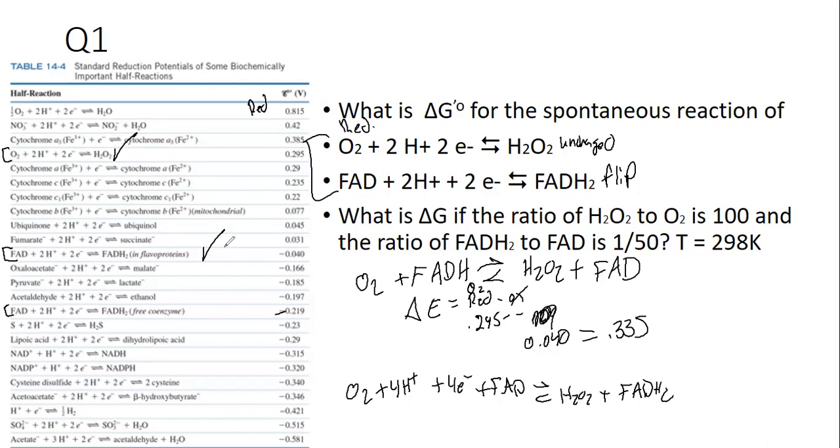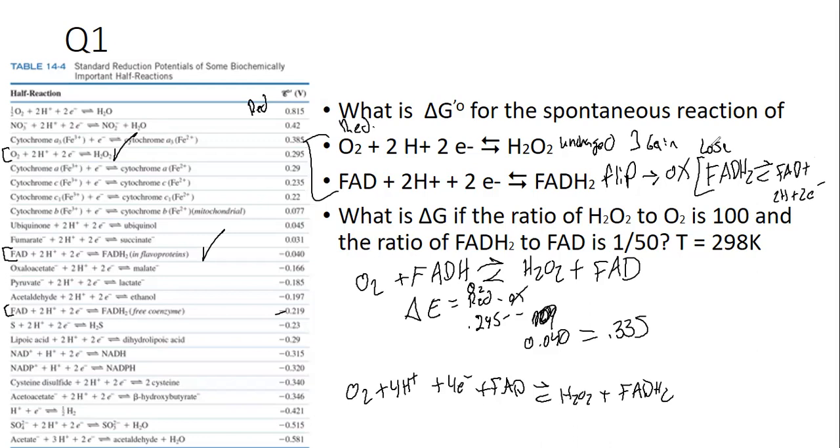And you always flip whatever comes lower on the chart. Because flipping it means that you're oxidized, right? So when I flip an equation, I'm writing the oxidized form of the equation. I'm saying, well, FADH2 goes to FAD plus 2H plus 2 electrons. So in this form, we're losing electrons. Here, we're gaining electrons. I now have, and I combine them together, I have a redox reaction, right? So that's why you're flipping, and that's how you decide which one to flip.